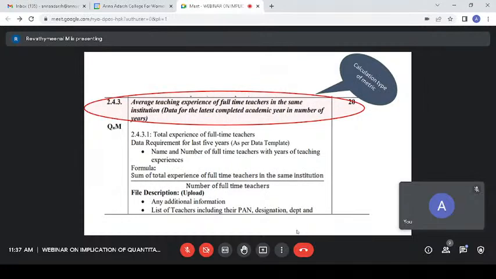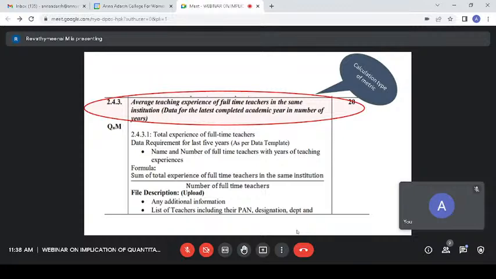Here comes a calculation. You need to calculate. In the previous cases, you don't have to calculate anywhere, but here your calculation is going to come. How many teachers do you have? The previous year, that is the last year, how many teachers did you have? And you are going to calculate their number of years. How much teaching experience do the full-time teachers have?